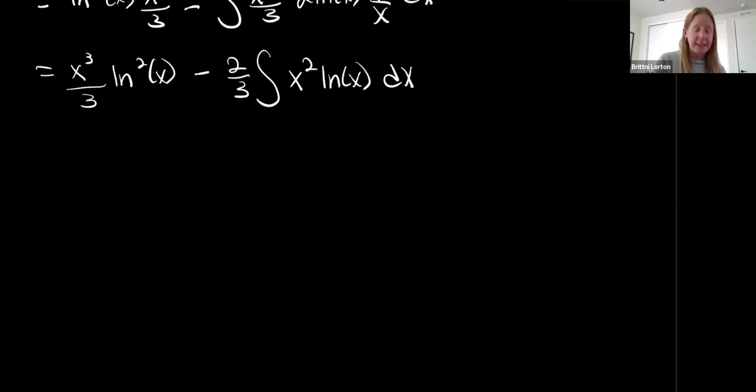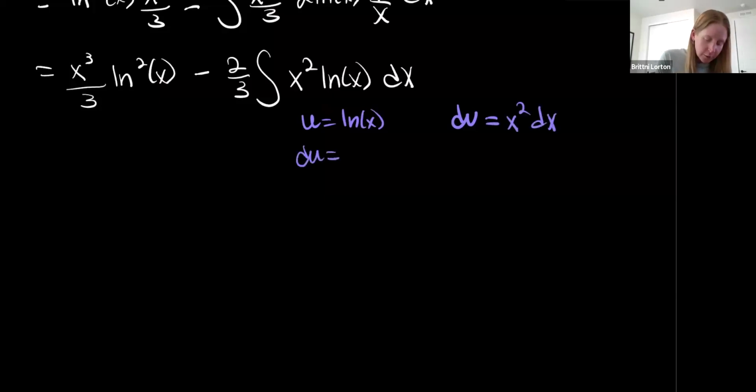So same thing, follow LIATE. You have no choice. u has to be that ln. dv will have to be the other one. And then I do the same thing. du would be 1 over x dx. v would be the antiderivative, which is x cubed over 3.